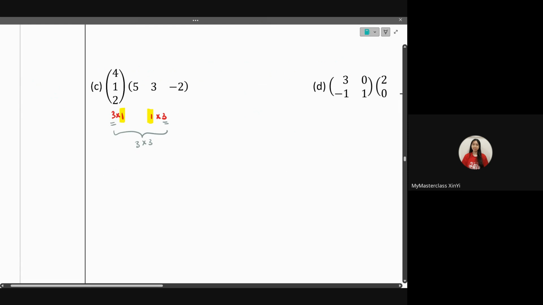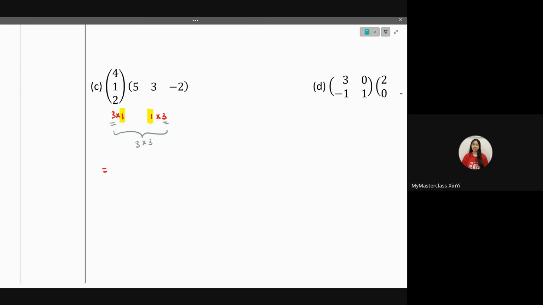First of all, locate row number 1. Row 1, column 1. The row 1, column 1 entry will give you 4 times 5. Then row 1, column 2 entry. Then row 1, column 3, so 4 times -2.